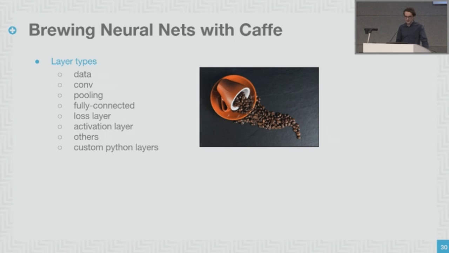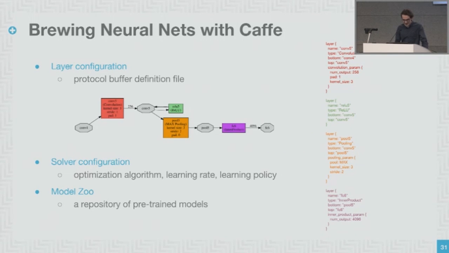It provides support for many types of layers that are used in convolutional neural networks, including the convolutional layer, pooling layer, fully connected layer, loss, activation, and other layers. And if you need something else, it also lets you implement your own layers in Python. You can also do that in C++, but it's easier to do in Python. The models are defined using a protocol buffer definition file to design neural networks.